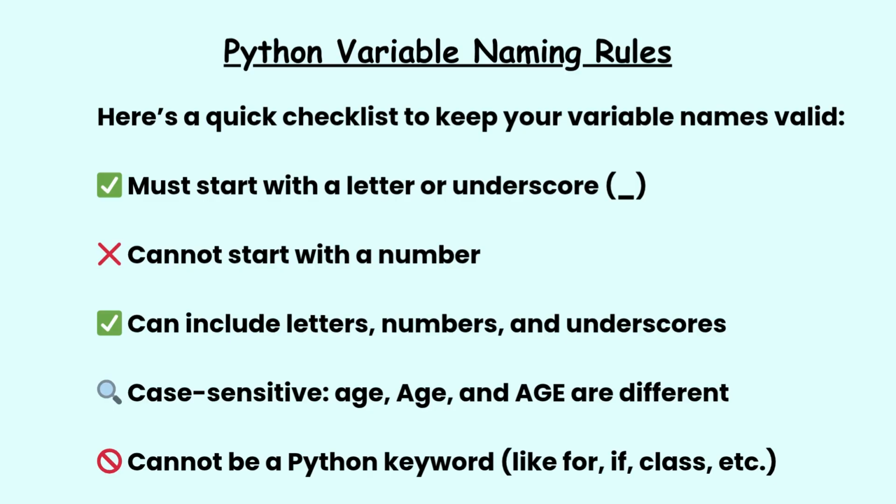Okay, let's quickly go over Python's variable naming rules. Here's a quick checklist to keep your variable names valid. A variable name must start with a letter or an underscore. It cannot start with a number. It can, however, include letters, numbers, and underscores. Variable names are case sensitive. Always keep that in mind when working with variables. And finally, a variable name cannot be a Python keyword. That includes words like for, if, or class. Let's go to our command terminal and go through how you can get the keyword list.